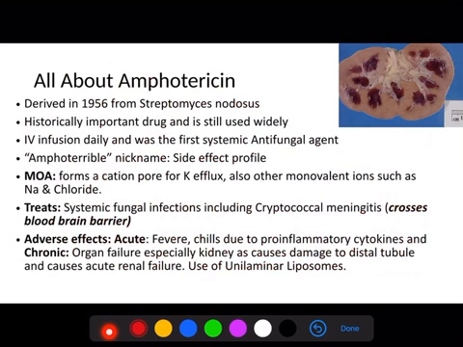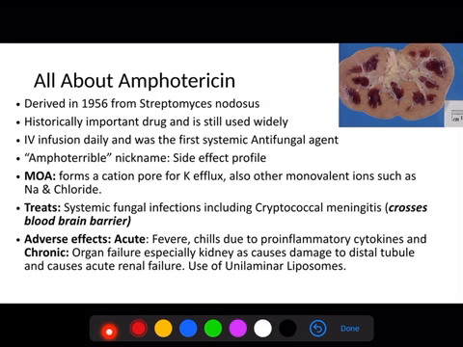So in this slide we have all we need to know about amphotericin B. Amphotericin B is an important drug. It is derived from Streptomyces nodosus in 1956 and is one of the first antifungal drugs to be used. Historically, it is important, but it's still widely used for certain difficult infections. We use it by IV infusion daily, and it was the first systemic antifungal agent. It has a funny story. Its nickname is amphoterrible. This is because it has a side effect profile which is absolutely terrible.